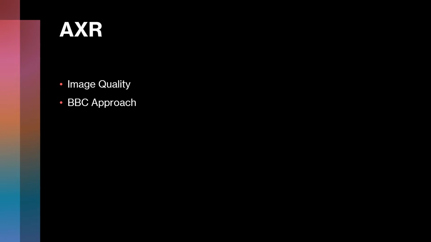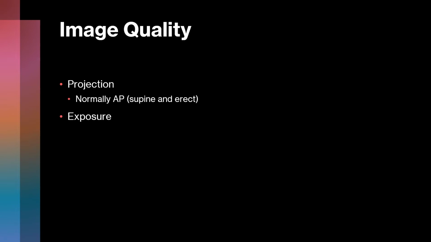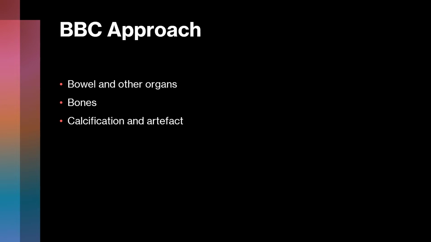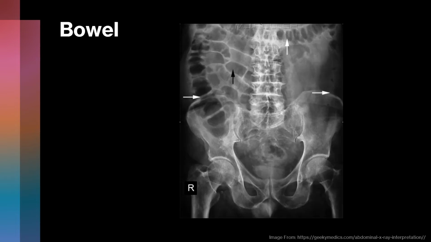Moving on to our abdominal images, you once again assess by image quality, and then this time it's the BBC approach. Image quality is projection. Normally they will be AP images, and they can be supine or erect. And then exposure, once again, making sure that you can visualize everything. The BBC approach is bowel and other organs, bones, and then calcification.